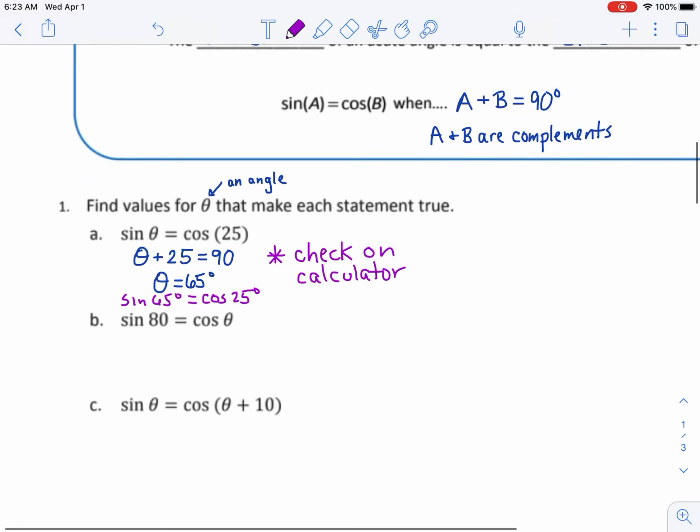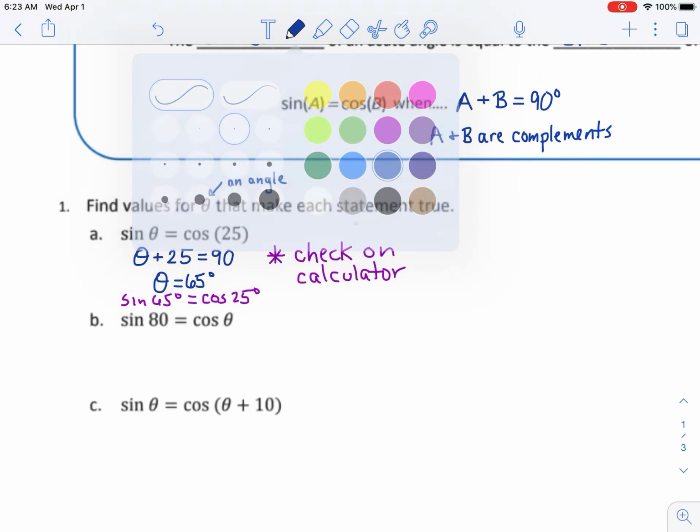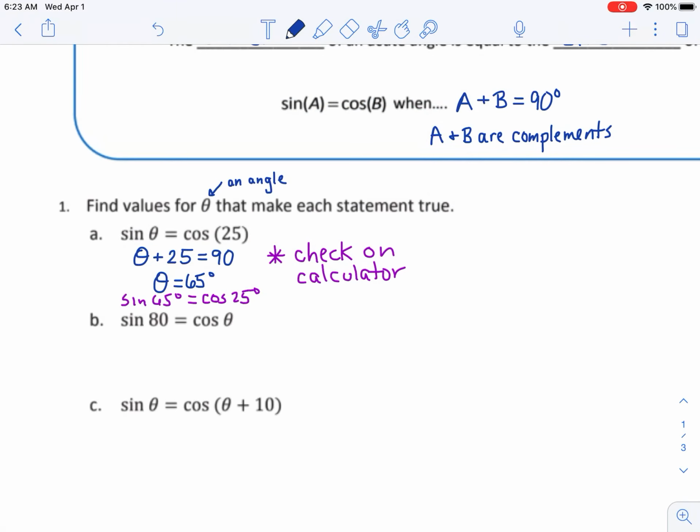Okay? I'm sure you could do B. Let me just do C with you real quick, and then I'll let you go on the rest. Same thing here. The sine of some angle is equal to cosine of some angle when those two angles are complementary. It's as easy as that.